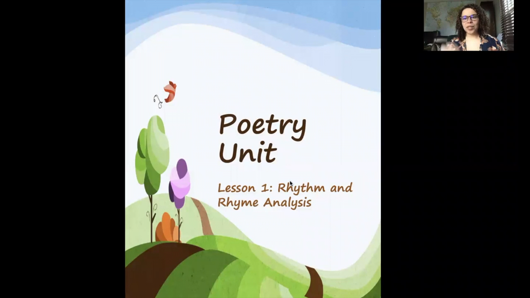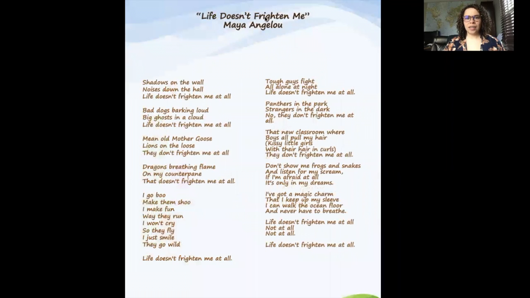Okay, sixth grade, so let's take a look at Life Doesn't Frighten Me by Maya Angelou. I'm going to start off by just reading it. I think the first thing you should always do before you go into analysis or trying to find the rhythm or the rhyme is just read it and listen to it. Read it a couple of times because you might not get the full meaning until you hear it all the way through once and then again, knowing what's coming. And luckily, poems are so short, it doesn't take very long to do this.